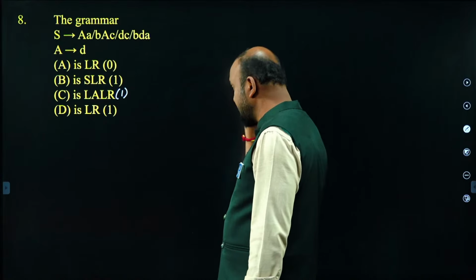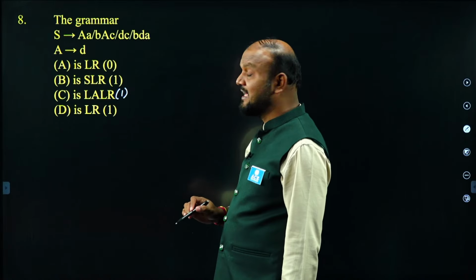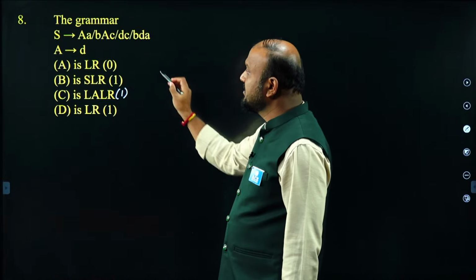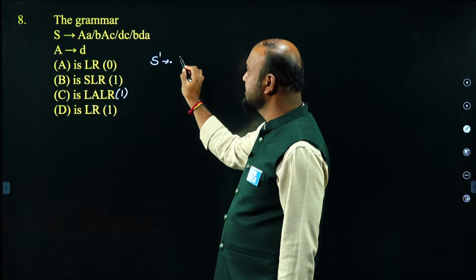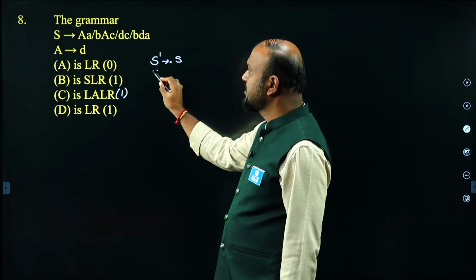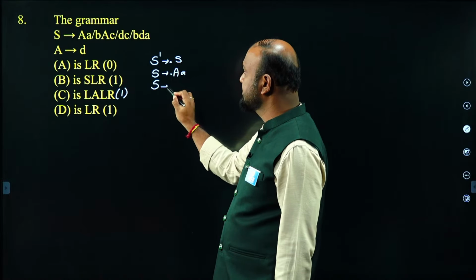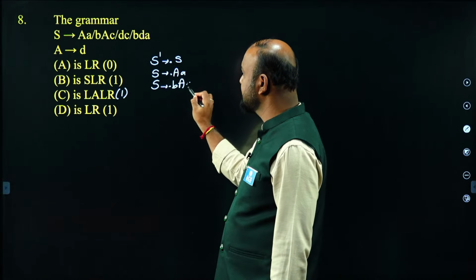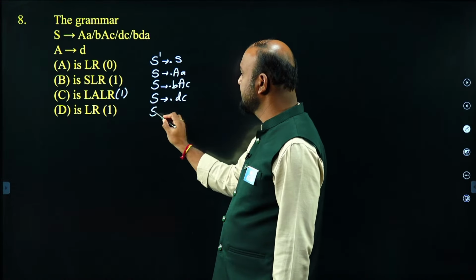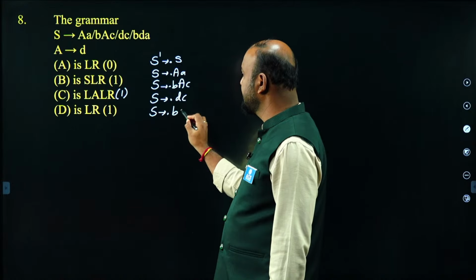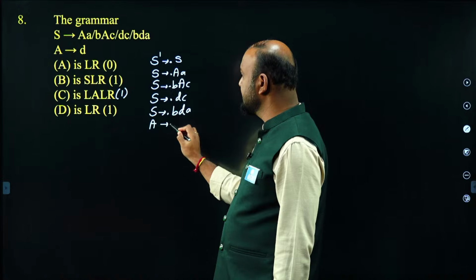So how do you solve this question? First we find LR(0). How do you do this? Augmented productions, augmented grammar: S' tends to dot S. Dot S means S productions: S tends to dot A a, S tends to dot b A c, S tends to dot d c, S tends to dot b d a. Because dot A is there, A production: A tends to dot d.